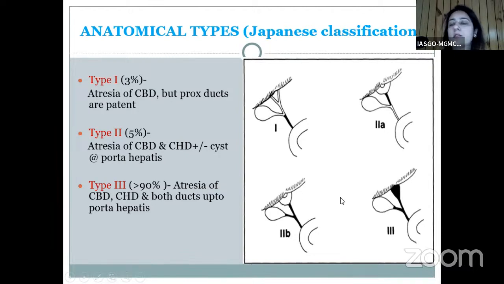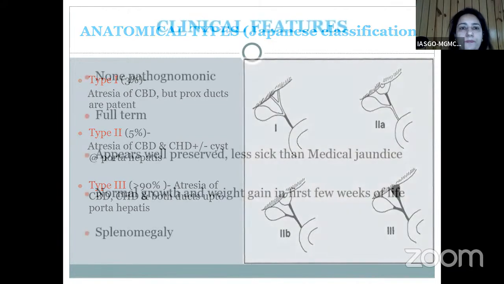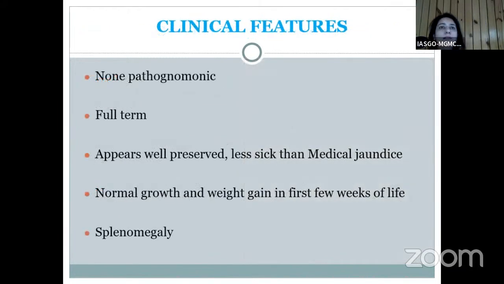And type 3 is the complete atresia, which involves the atresia of the cystic duct, common hepatic duct, and common bile duct. So there is complete atresia. This is the commonest form, accounting for almost 90% of the patients. Now, as I've already said, none of the features is pathognomonic for a baby presenting with biliary atresia.